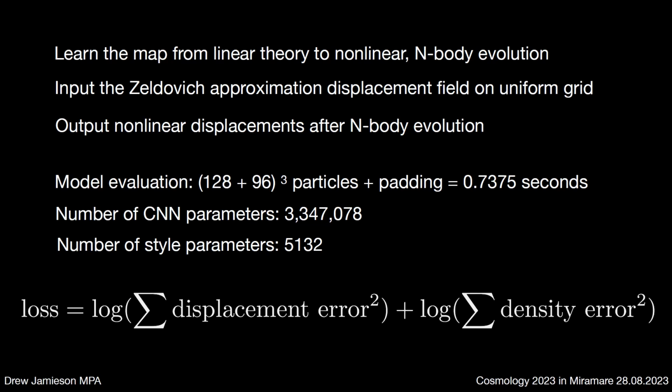The number of parameters is somewhere around 3 million, and the number of style parameters is only about 5,000. So turning the neural network into a style neural network is not a big cost in terms of having lots and lots of parameters to train.